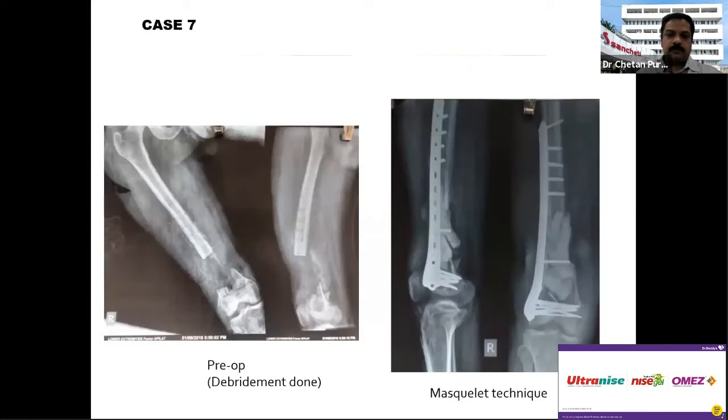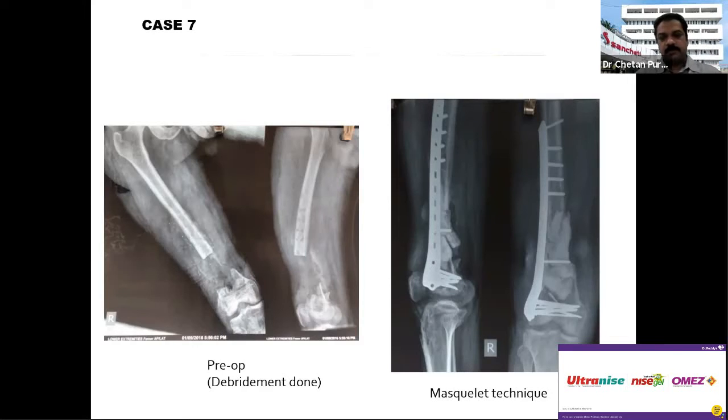So coming on to the femur now, this was a previously distal femur plating done in a compound fracture, which unfortunately got infected. The plate was removed, we debrided it, and we used the Masquelet technique in this, which involves placing of a cement block to fill the defect, antibiotic impregnated cement block, and replating was done. But unfortunately, the infection could not be controlled.